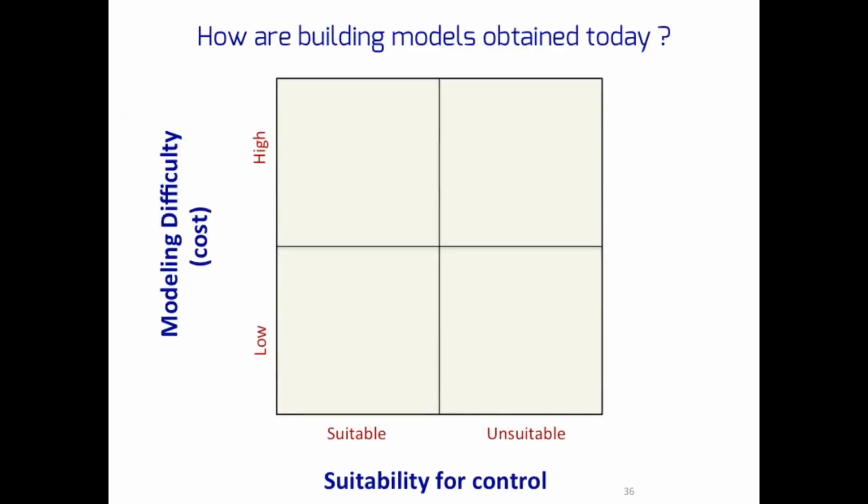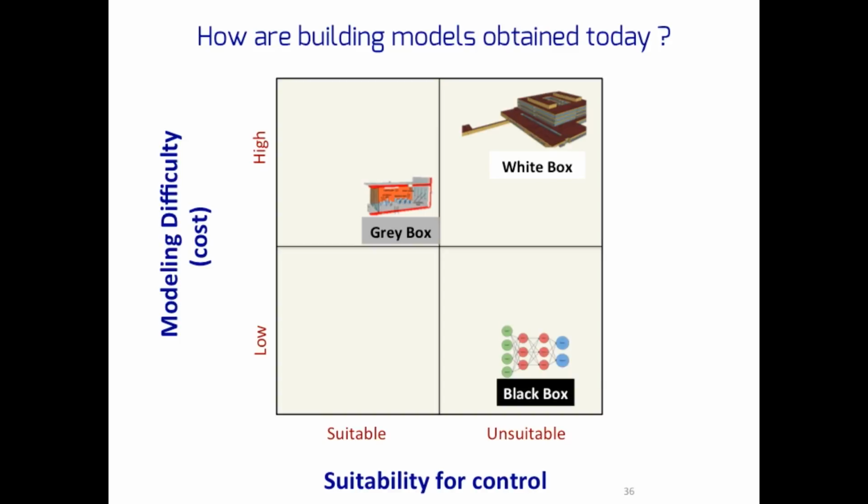So if we want to look at how modeling difficulty relates to suitability of a model for control, what we can find is that white box models certainly lie on the right side of this plot because they are very unsuitable for control and cost a fortune and a lot of time to learn as well. Gray box models are suitable for control, but still it's very expensive to learn these models to begin with. And finally, black box models, although low cost, are largely unsuitable for traditional model-based design approaches.